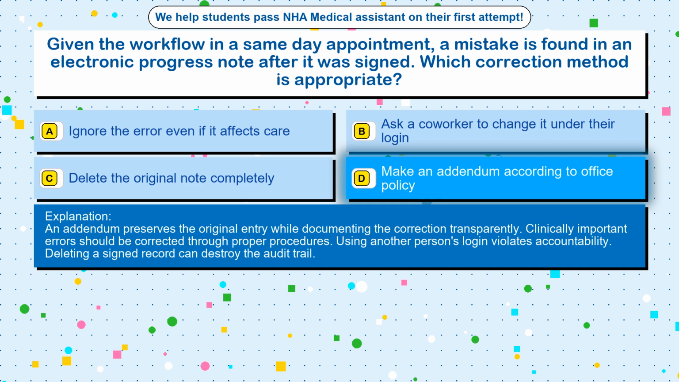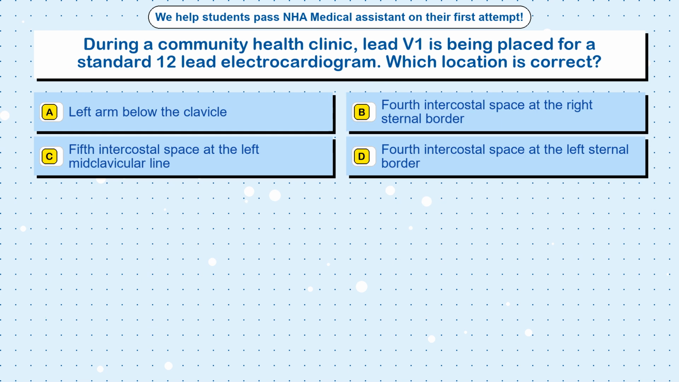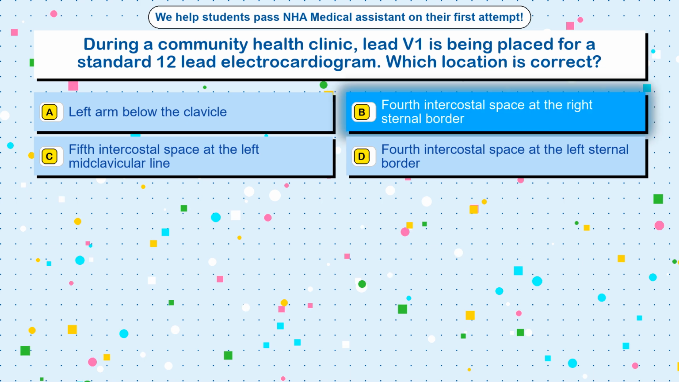Question 15. During a community health clinic, lead V1 is being placed for a standard 12-lead electrocardiogram. Which location is correct? Option A, left arm below the clavicle. Option B, fourth intercostal space at the right sternal border. Option C, fifth intercostal space at the left midclavicular line. Option D, fourth intercostal space at the left sternal border. The correct answer is option B, fourth intercostal space at the right sternal border.